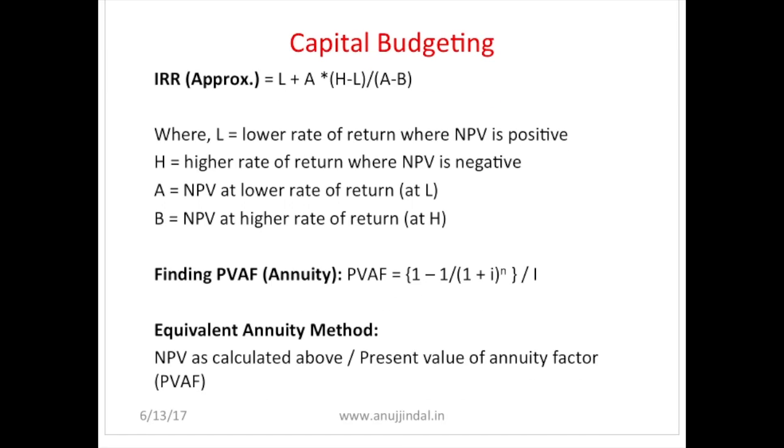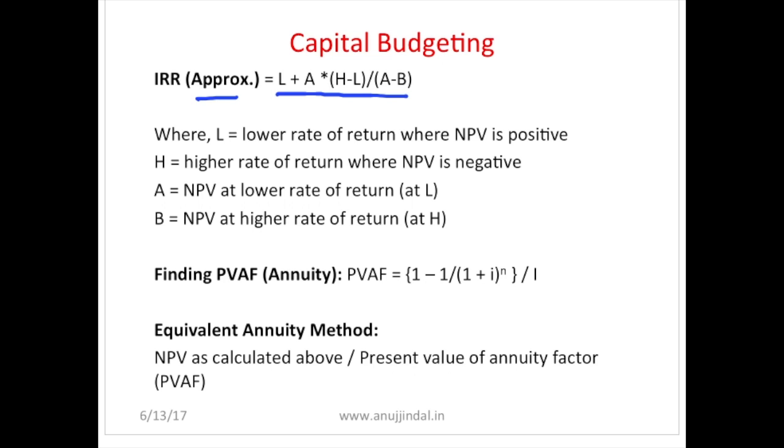There's an approximate formula for IRR as well, which helps you use trial and error better in order to find out the actual IRR in the earliest time period. The approximate formula is L plus A into H minus L upon A minus B.